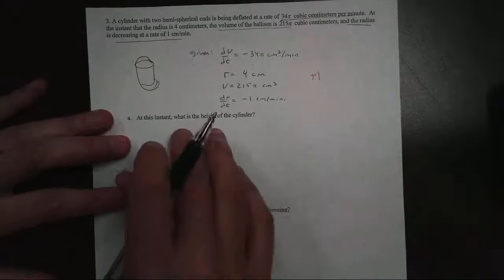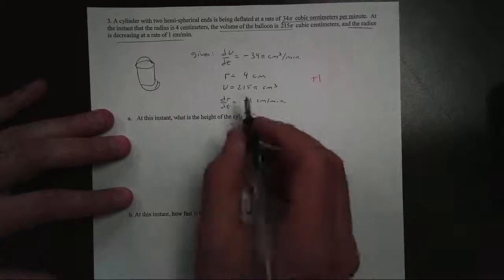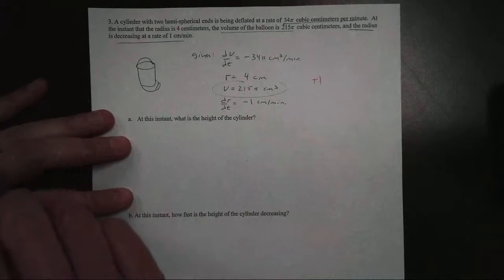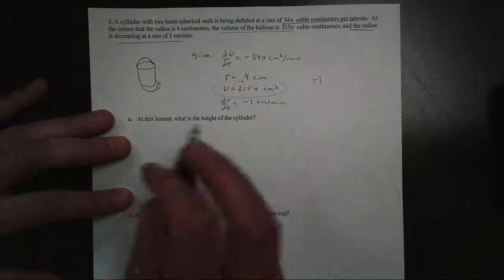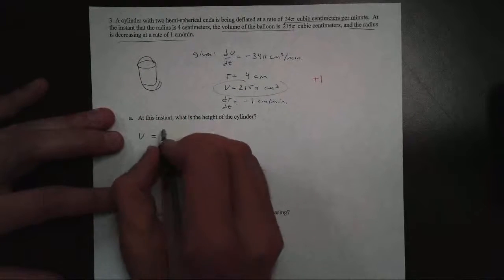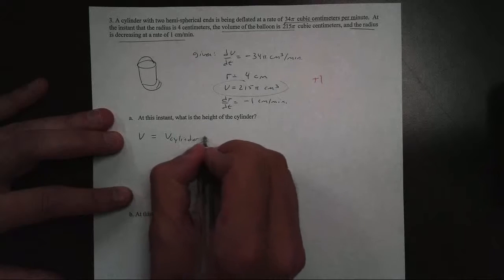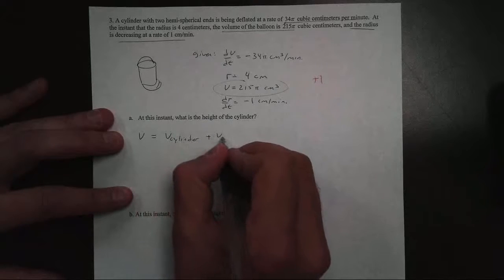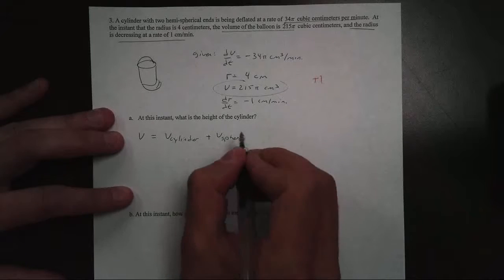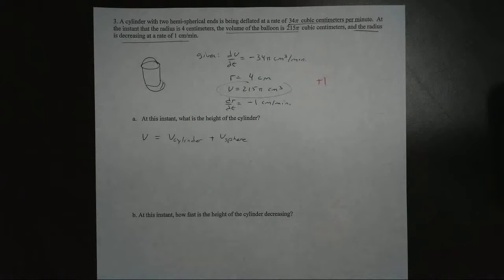So to get the height of the cylinder, I need to use my volume. The problem is they only give me the total volume. They don't give me the volume of the cylinder. So when I write out my volume equation, it's really the total volume, and there's two parts to it. I'm going to have the volume of the cylinder, and I'm going to add that to the volume of the sphere. Now you might be saying, Mr. Werner, it's hemispheres. Yes, but there's two hemispheres, and two hemispheres make a whole sphere.